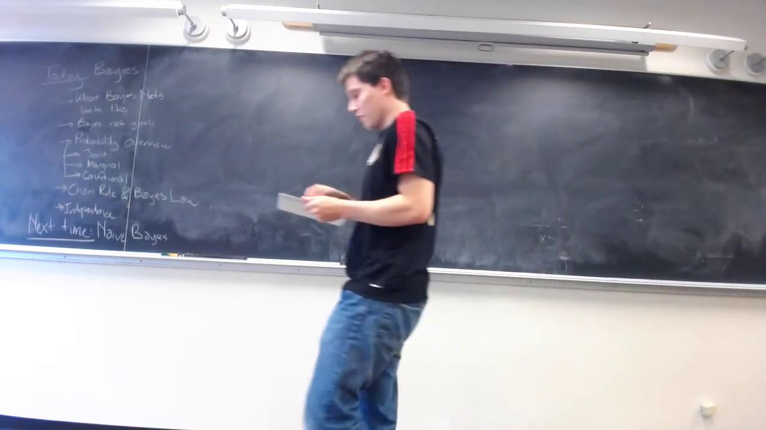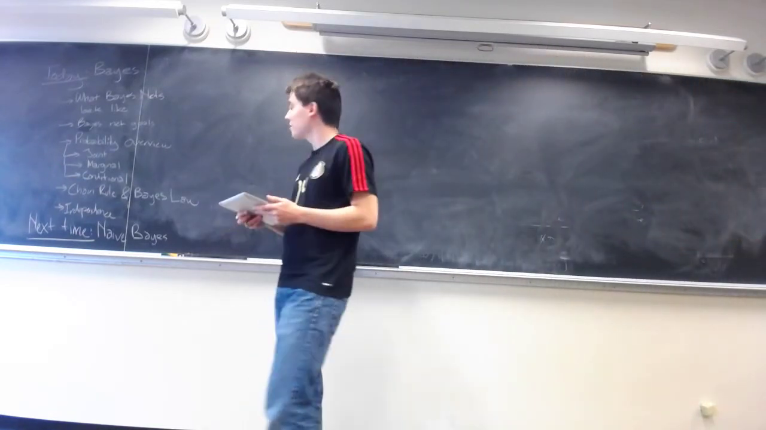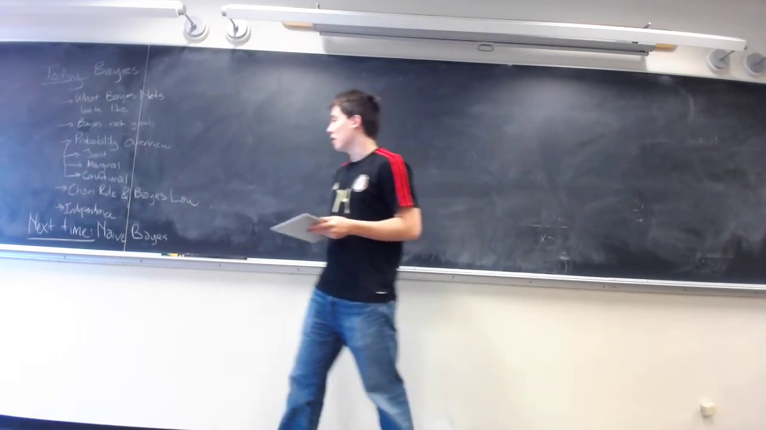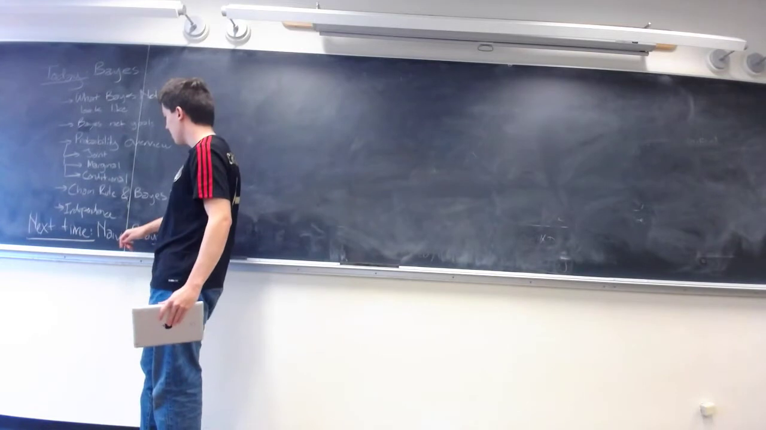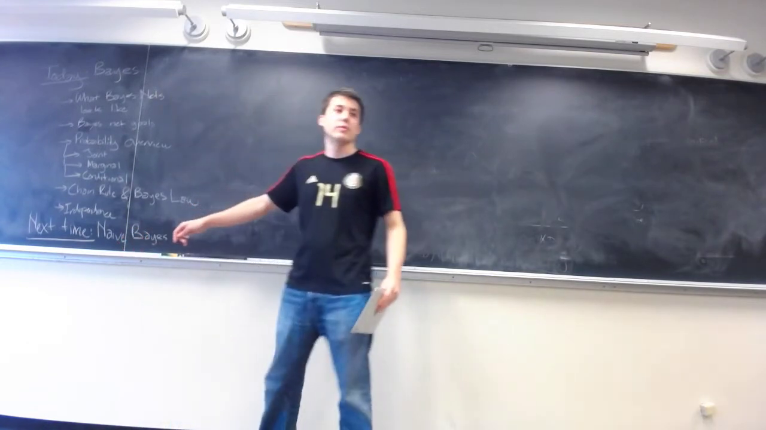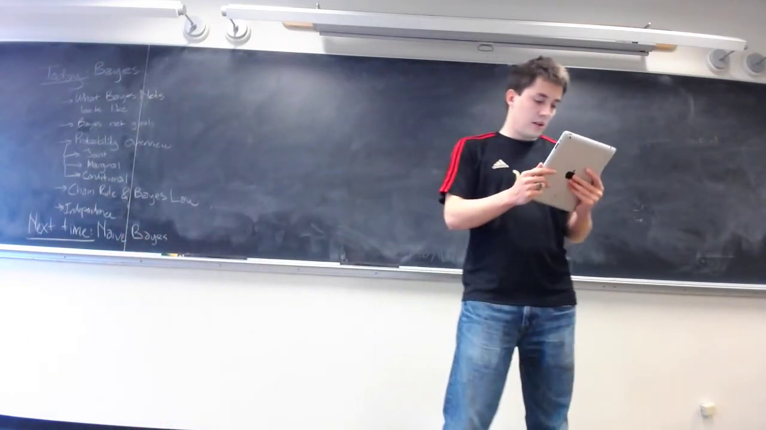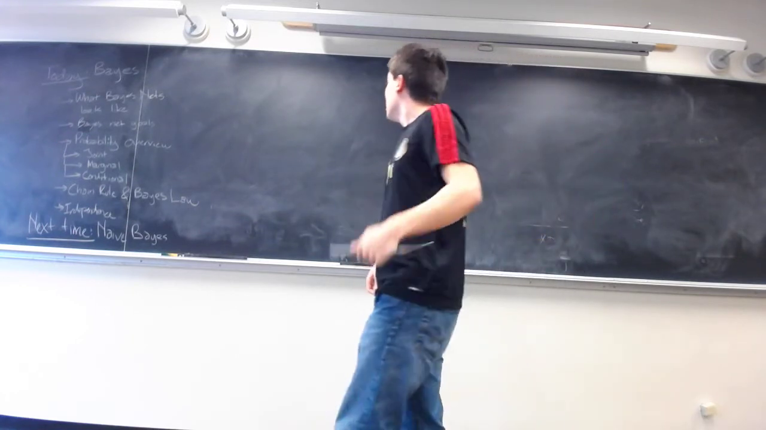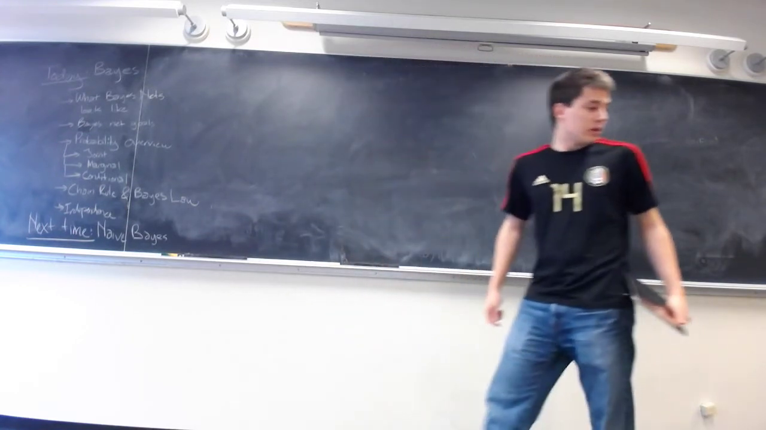So today we'll be going over these Bayesian things, and then next time we'll put those to use and learn about naive Bayes, which is another supervised learning algorithm that we're going to know about. Okay, so let's talk about what Bayes nets look like.